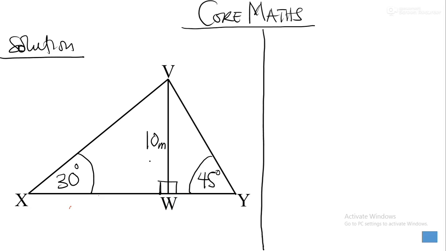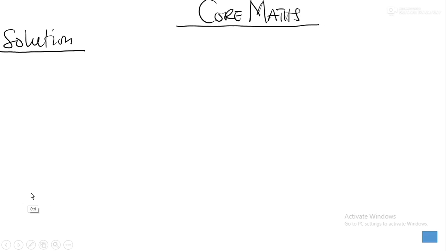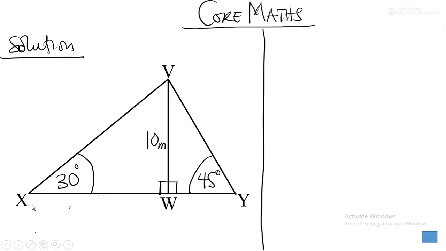Now we're told to find the distance between the 2 points. So the 2 points are X and Y. So we want the distance between the 2 points. So this is it. So we want this distance, point X and point Y.